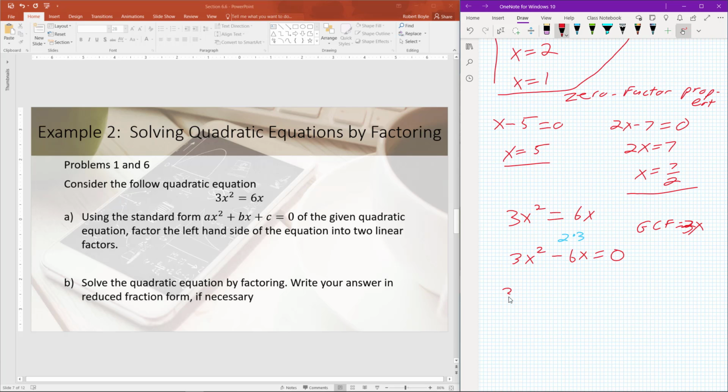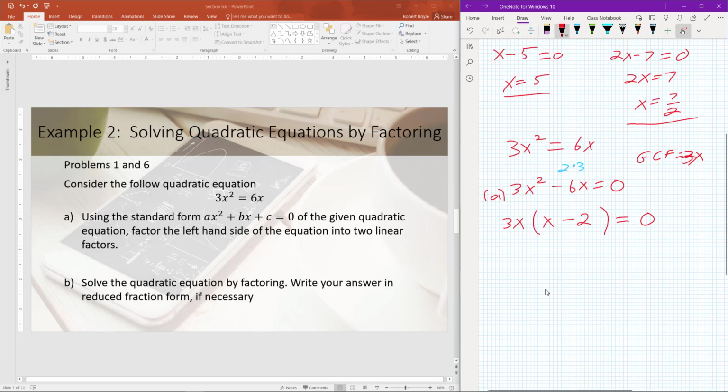And if we do, we'll have 3x times 2 terms inside of a grouping symbol. The first term is going to be whatever we need to multiply 3x by to get 3x squared, and that, of course, would be x. The second term is whatever we need to multiply 3x by to get negative 6x, and that would be negative 2. And here we go. Now we have our two factors, and this would be your answer for part A.